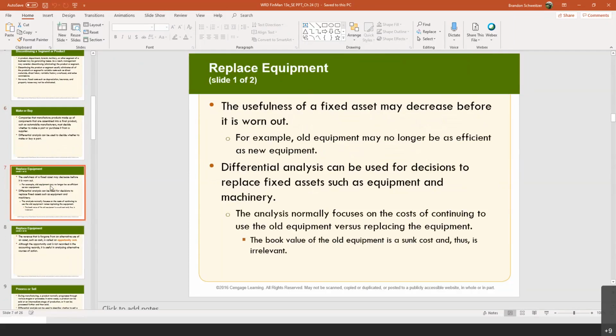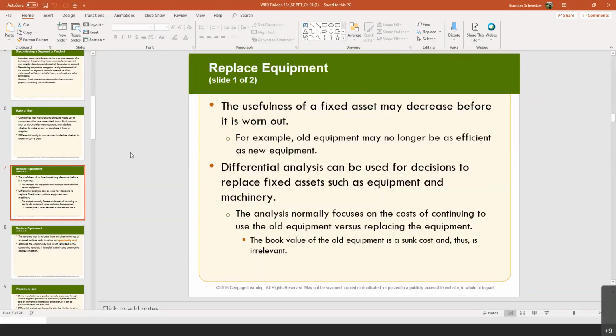And another differential analysis decision could be in the replacement of equipment. I remember I told you all this story about when I was the financial controller at Radisson Hotels. I told you the story about the chiller on the roof that broke, right? And so in that decision, we had to make the decision to either replace the chiller or to fix it, right? And so in that decision, we did what's called differential analysis. We ran the differential analysis.